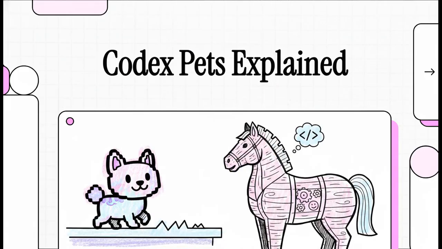Welcome to this explainer. Today, we're diving into something super fascinating that OpenAI recently dropped into their Codex desktop app. They're called Codex Pets. Now, on the surface, this just looks like a fun little Easter egg, but underneath, it is a Trojan horse of truly brilliant user experience design.